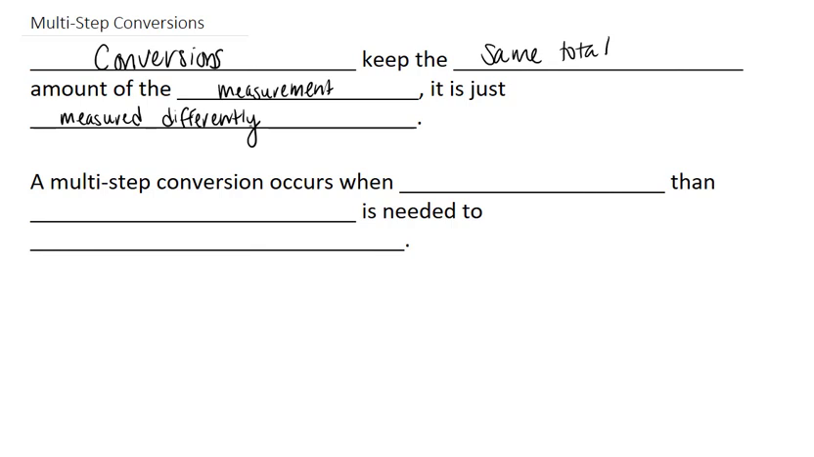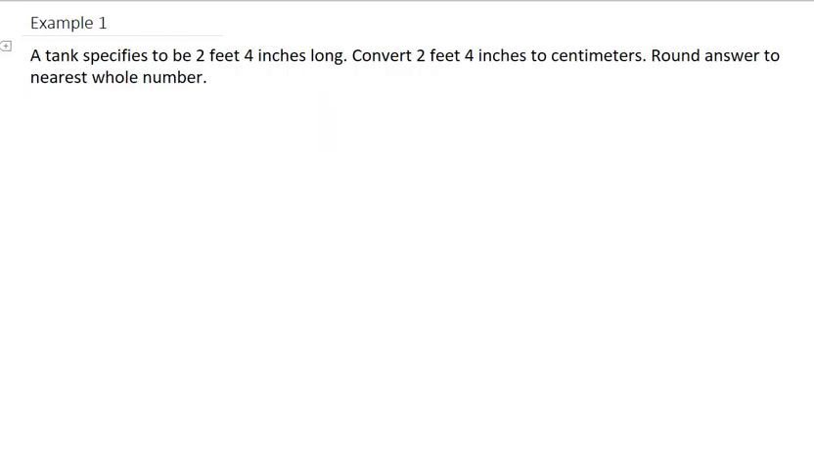So a multi-step conversion occurs when more than one conversion is needed to solve. So let's look at the first example. Example 1, a tank is specified to be 2 feet 4 inches long. Convert 2 feet 4 inches to centimeters. Round the answer to the nearest whole number.